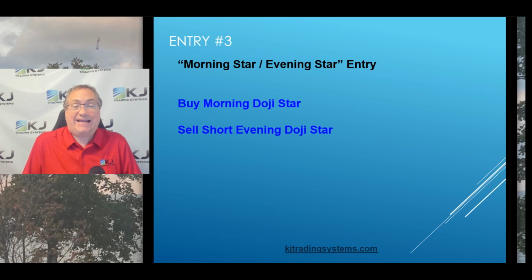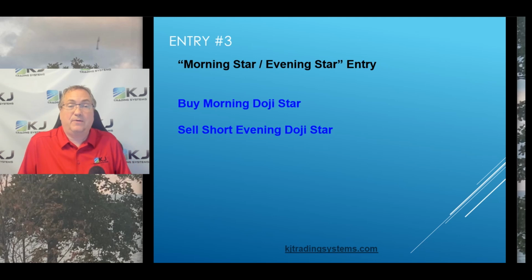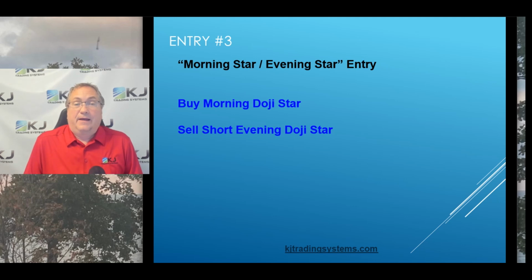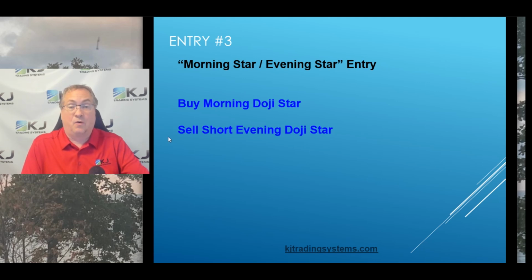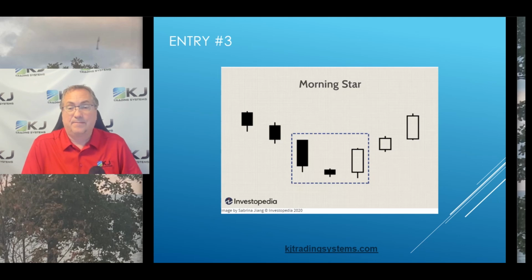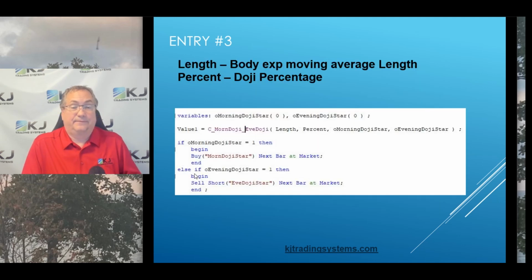Okay, today's entry is a morning star, evening star. If you're familiar with candlesticks, you'll know what that means. I'll describe it a little bit in a second, but it's real simple. You buy the morning star, you sell short for the evening star. And these are doji stars, which is a little bit different than just a normal morning star, evening star. But there you go. That's what a morning star looks like. That's from Investopedia. And the evening star looks the exact opposite.